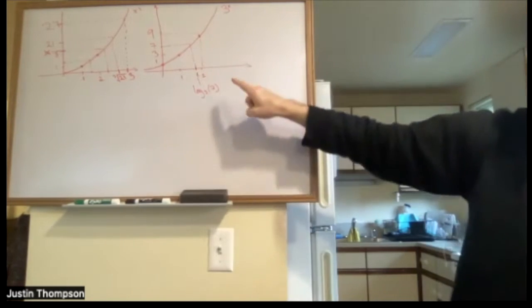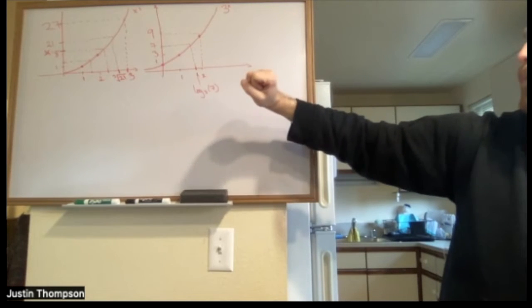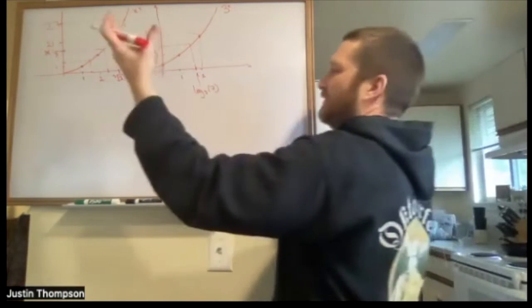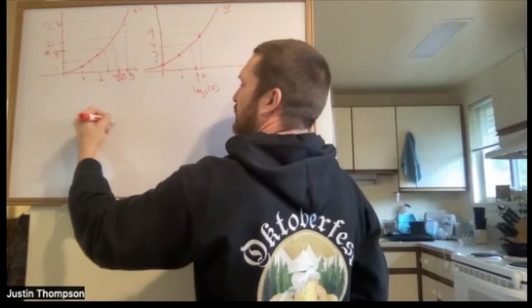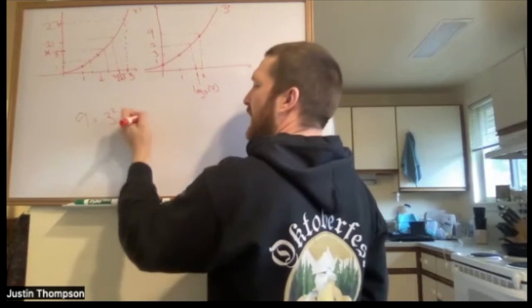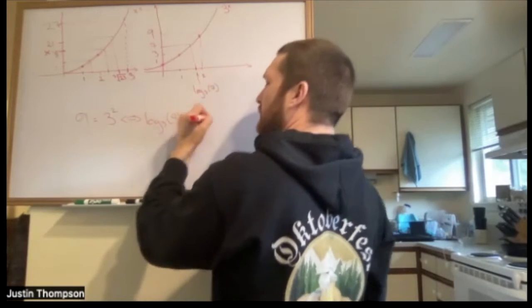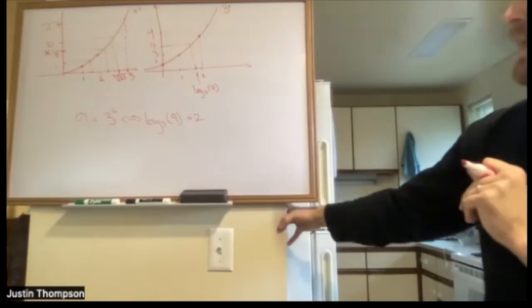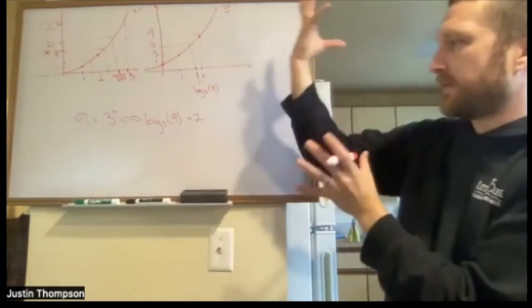There's something to notice, though. We just said, and I shouldn't have erased it, I was trying to give myself some room, that 9 equals 3 to the 2 means exactly the same thing as log base 3 of 9 is equal to 2. And so let's think about this composition thing.